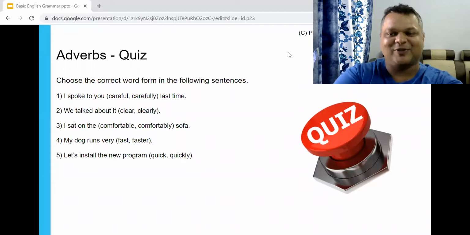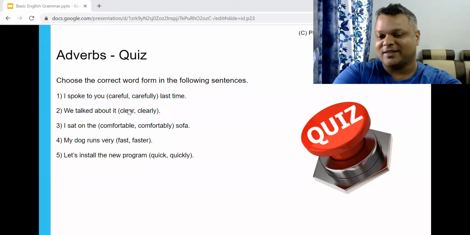Let me read the sentence to complete karne do. I spoke to you carefully last time. Is carefully the correct answer? What does everyone think? Should it be careful? Okay. What about the rest of the students? What do you think? Is careful right or carefully correct? I spoke to you careful last time, or I spoke to you carefully last time?